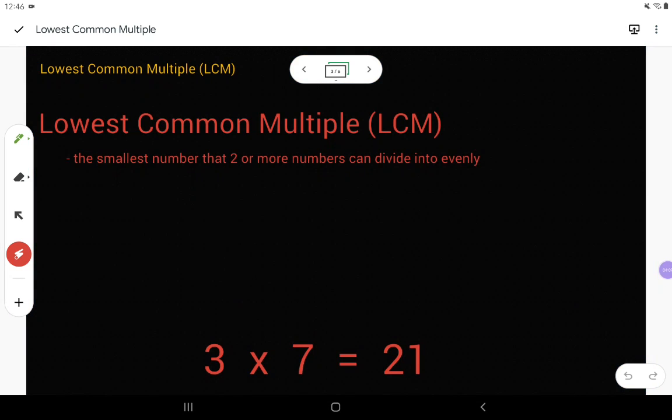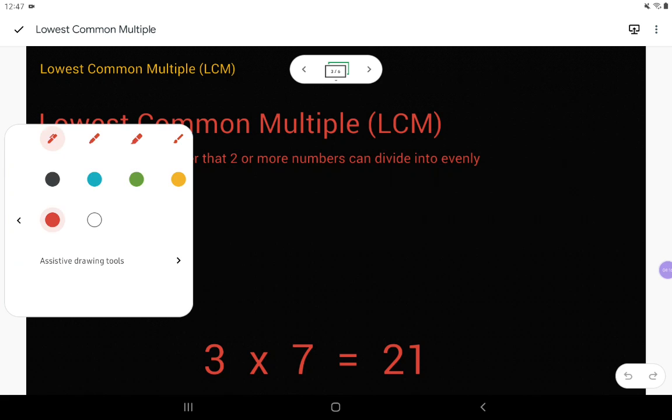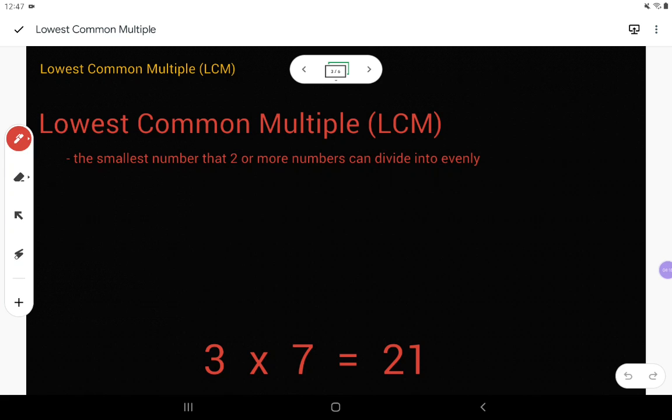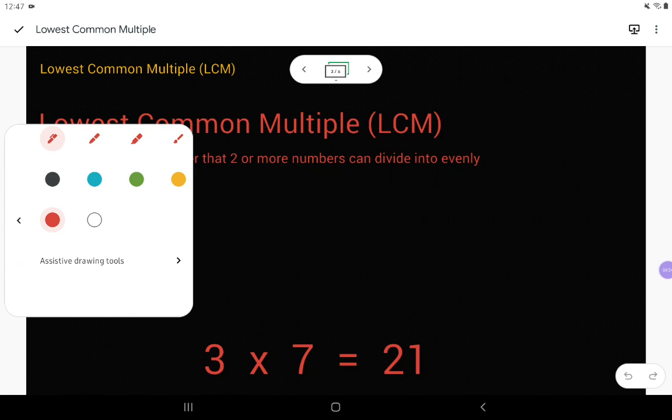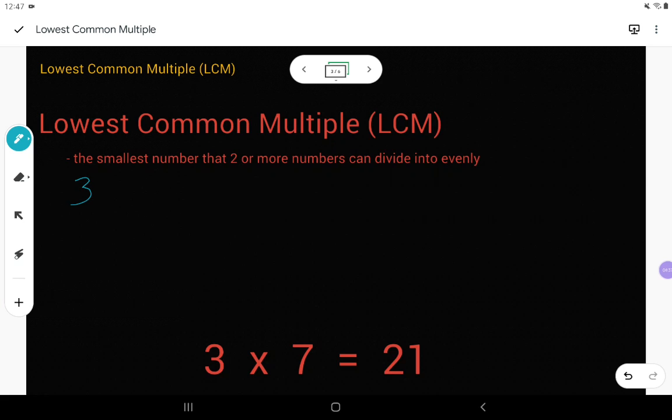And what we really want to find is what we call the lowest common multiple. The reason we're interested in the lowest common multiple is there's often lots of different multiples that would work for both numbers. So if I look at the example that I gave you at the very beginning, I have 3 times 7, and that gives us 21. And how do I find out that that's actually the lowest common multiple? Well, I would start off with my value of 3, and I want to list all of the different multiples of 3.